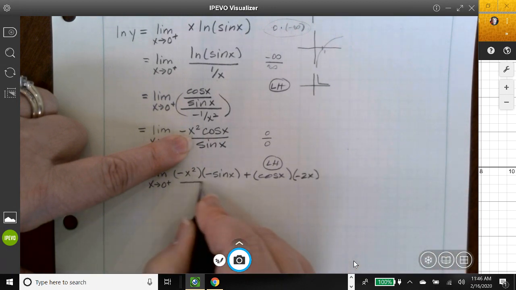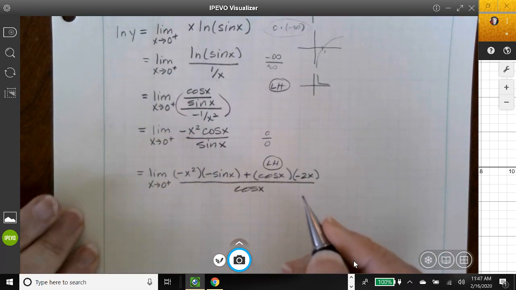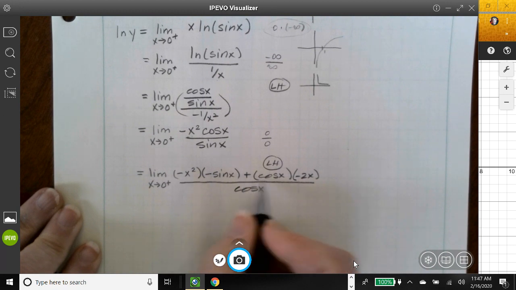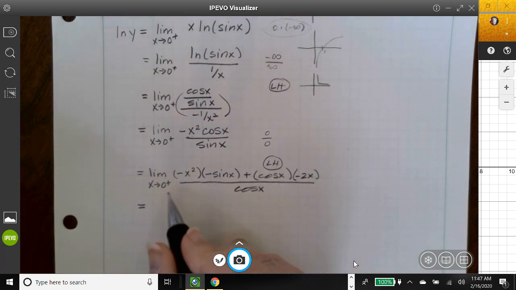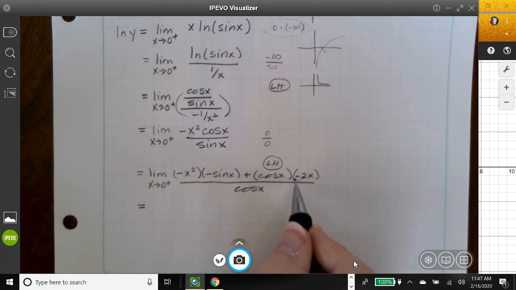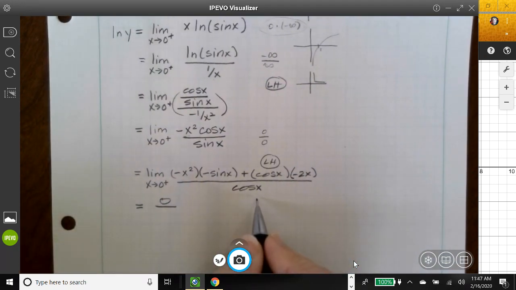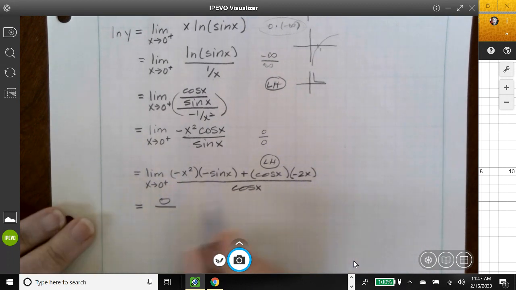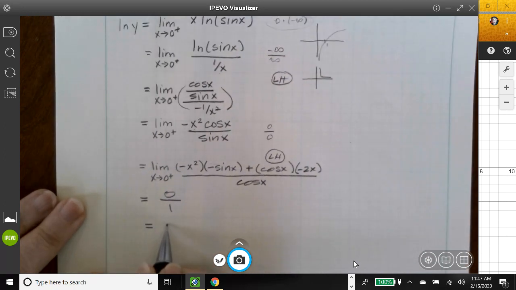All over the derivative of the denominator, which is just lonely old cosine x. So I don't have to simplify this. I can just substitute in 0 and see what happens. When I plug in 0, the first term here goes to 0. And when I plug in 0, this one goes to 0. Okay, that's great. But what about the denominator? What happens when I plug in 0 into cosine? Well, the cosine of 0 is 1. So this is no longer indeterminate. It's just 0 over 1, which is 0.